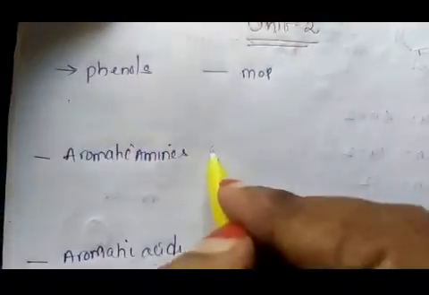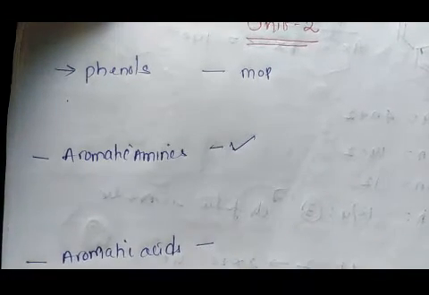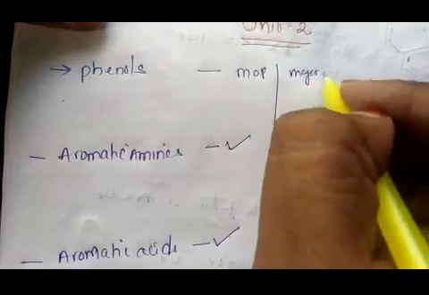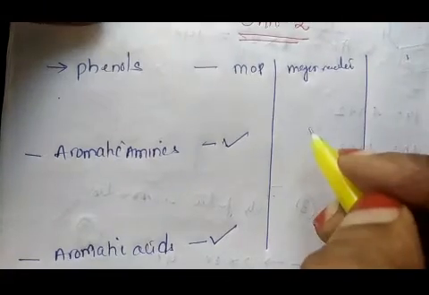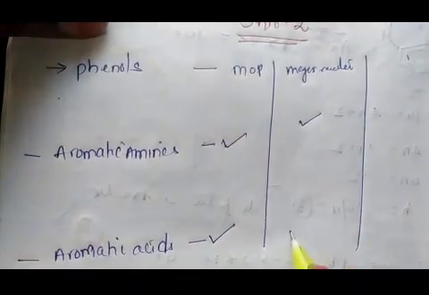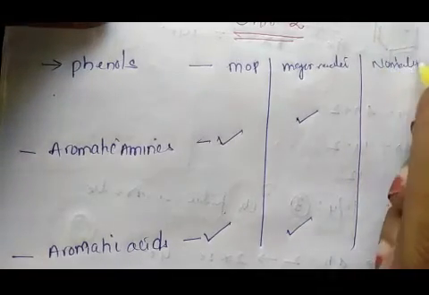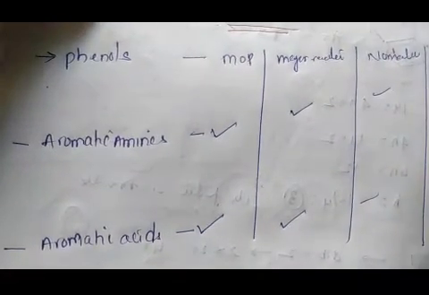For these functional groups we have to discuss the method of preparation. For aromatic amines also, and aromatic acids also, we have to study the method of preparation and the major or characteristic reactions for all of them. We also have to know the nomenclature and study the structural features.